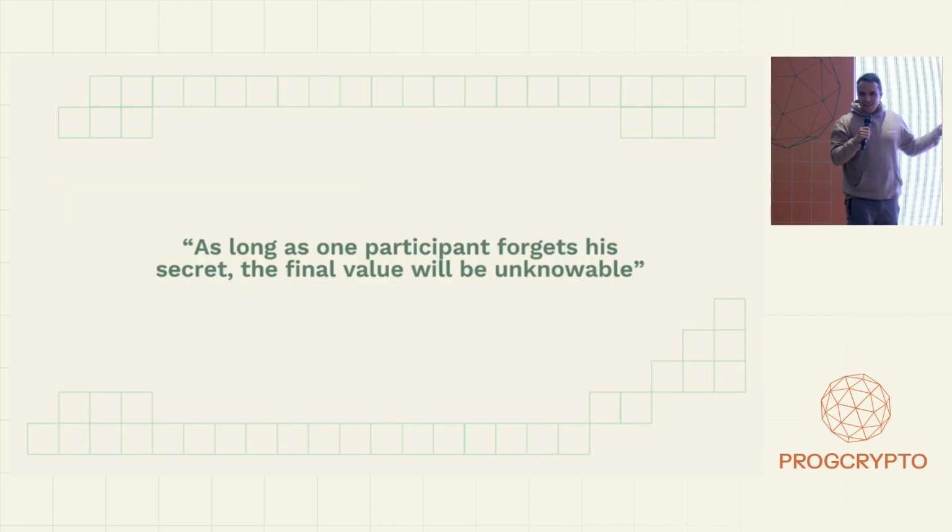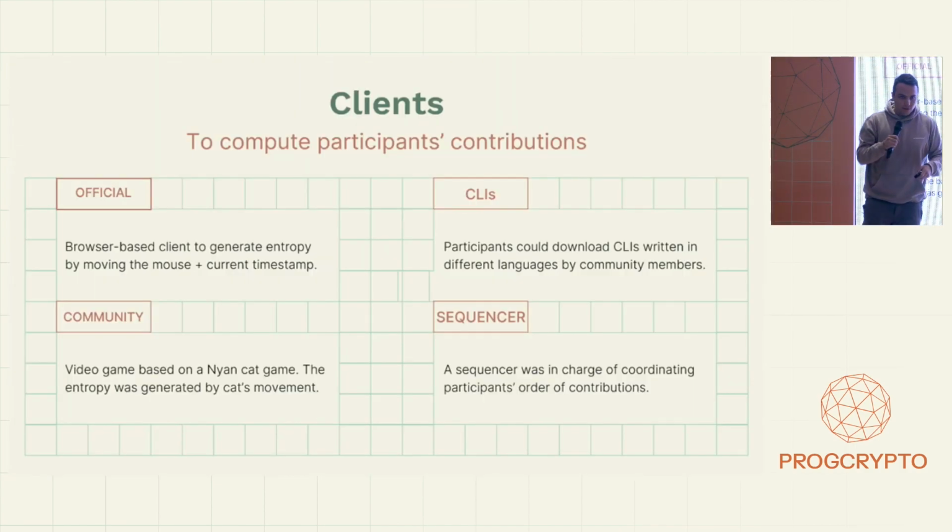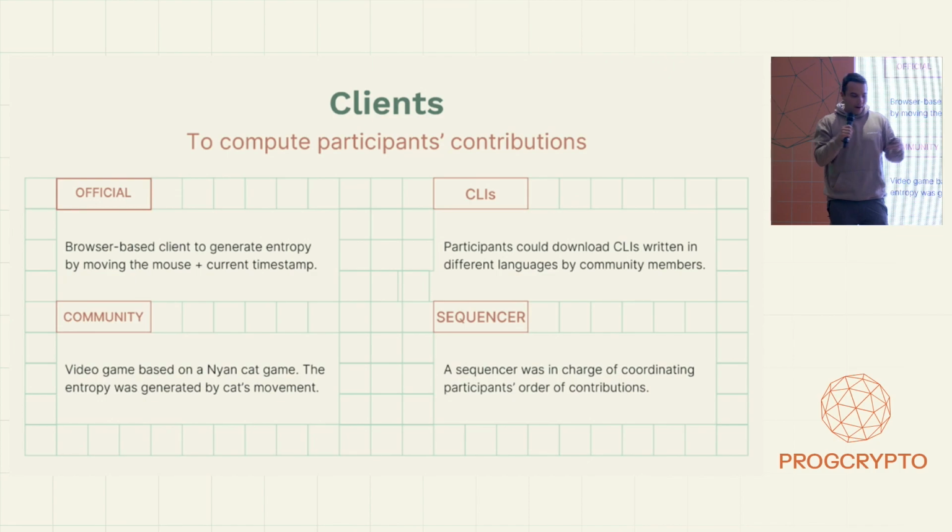So as long as one participant forgets his secret, the chain is secure. What did we implement here? We did a bunch of things. First, we did a browser-based client computation. That was the official site where you could join in and compute. Jeff helped us out a lot in this.